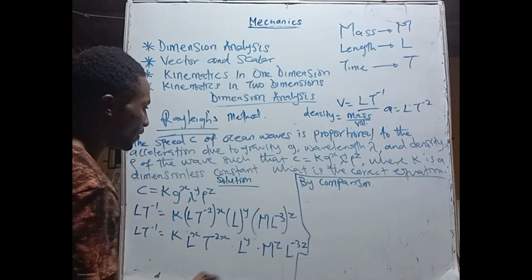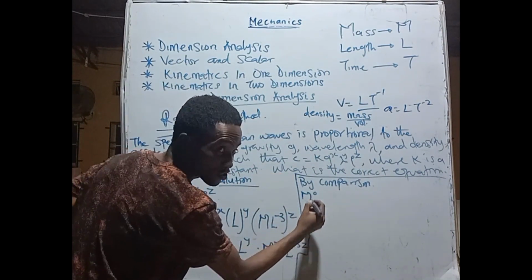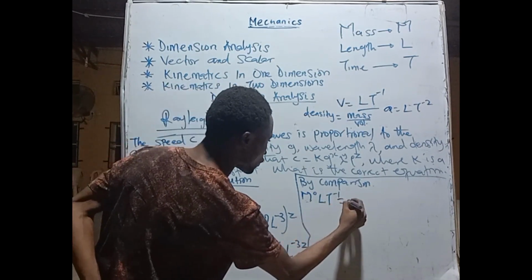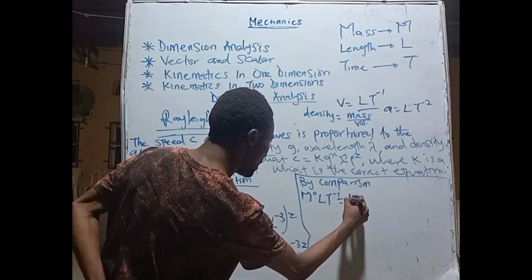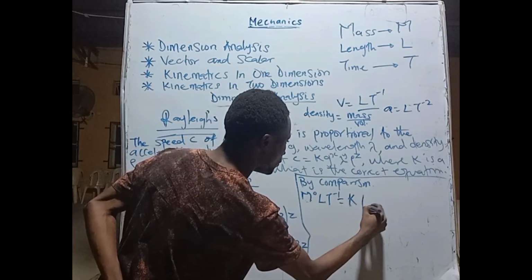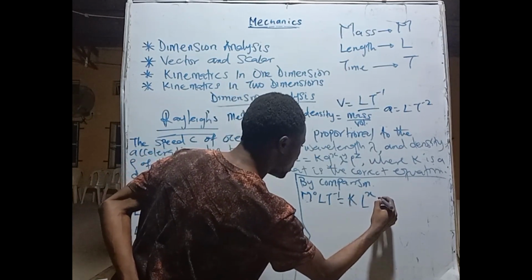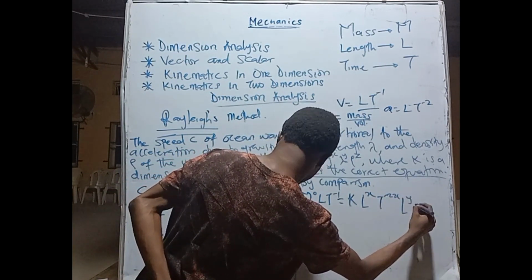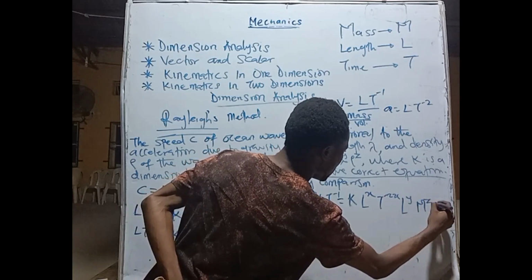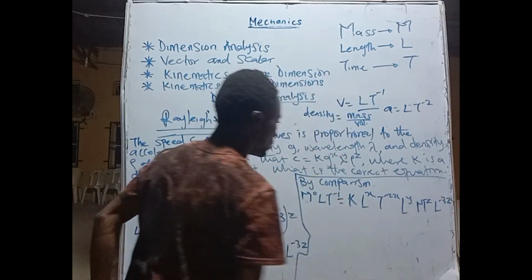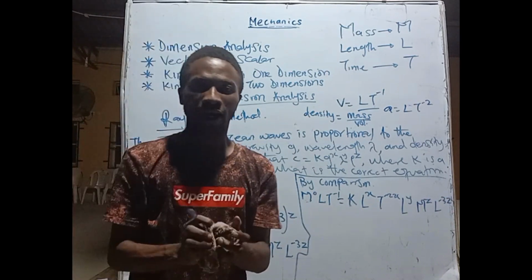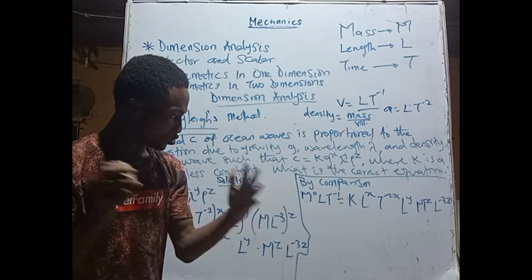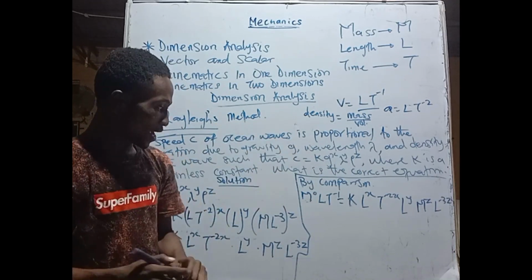we are having M raised to power 0, L T raised to power minus 1 equals K, L raised to power x, T raised to power minus 2x, L raised to power y, M raised to power z, L raised to power minus 3z. Alright, good. So now you bring M, you compare M to M, L to L, T to T. That's what we are doing next.